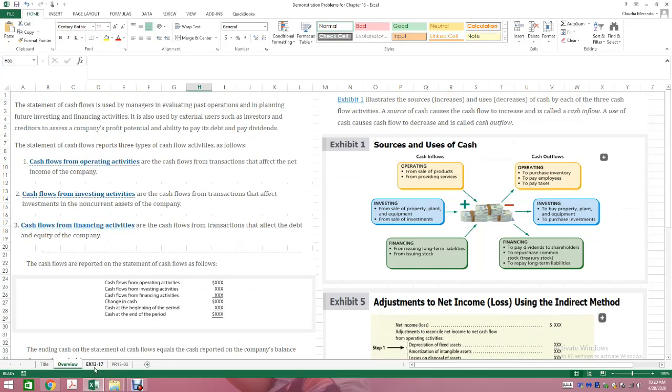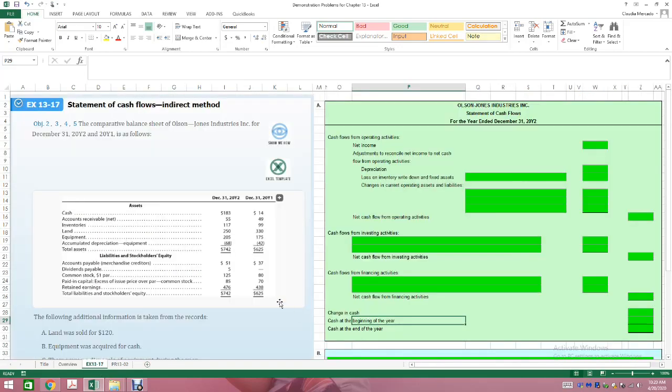So, I'm going to start off with exercise 1317. This is very important because you're going to have a problem similar to this on your final exam. Once again, you are going to have a problem similar to exercise 1317 on your final exam. So make sure you pay close attention. I am going to go over 2 problems that deal with how to prepare a statement of cash flows, this being the first one, and this being on your test.